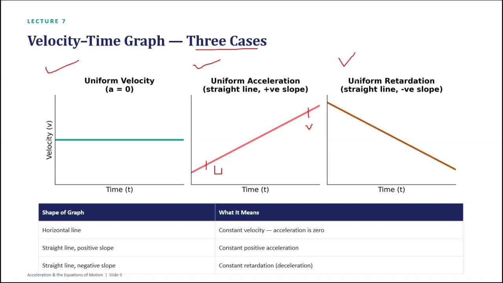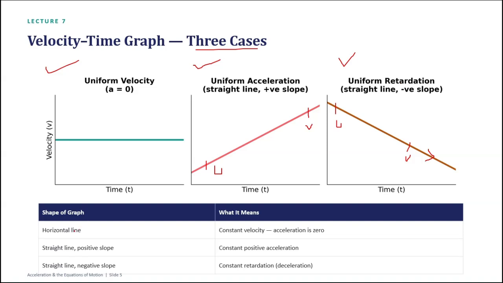The third example shows us that with time the velocity is decreasing. This is our initial velocity u, and this is our final velocity v. So v is smaller than u. The final velocity is lower than the initial velocity, so this has a negative slope, so it is uniform retardation, or we can say deceleration or negative acceleration.